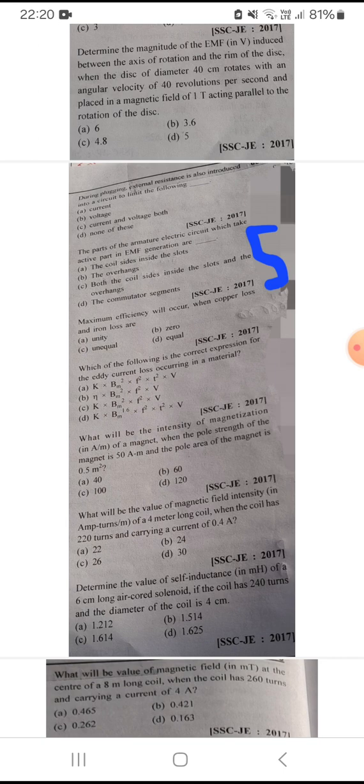Next, determine the value of self inductance in millihenry of a 6 cm long air core solenoid if the coil has 240 turns and the diameter of the coil is 4 cm. We know that L equals mu 0 into n square into A by small l. So we put the values and we get the answer 1.514 millihenry. Okay.